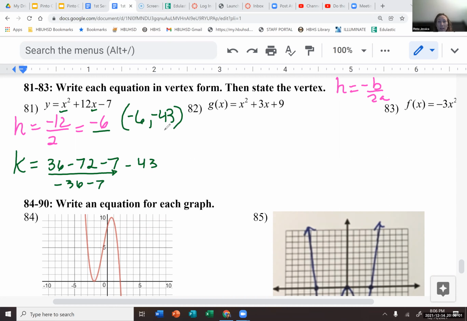That's off the grid. Looking at 82, I don't love it because I see that there's an odd number here. So I'm just going to get a fraction. H is equal to negative b over 2a, so negative 3 again over 2. That's it. So I want to use that as the decimal negative 1.5 to do my calculations because that'll just be a little bit easier for me. So negative 1.5, I'm thinking of that as 15. So 15 squared is 225.